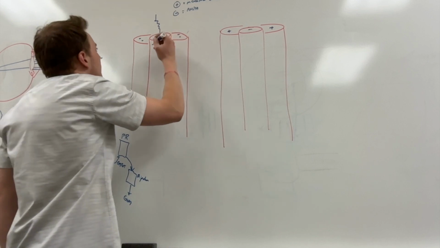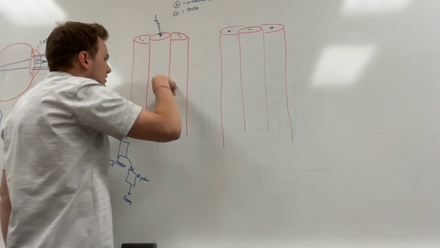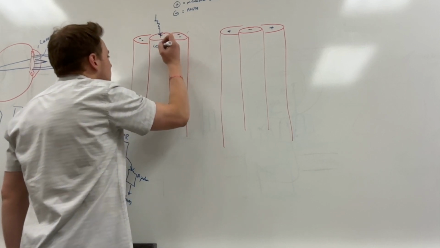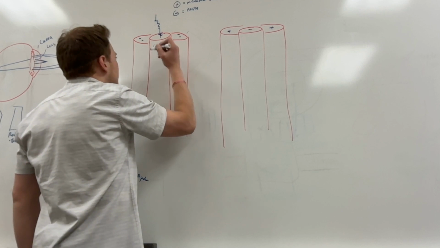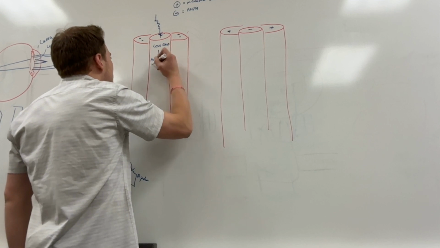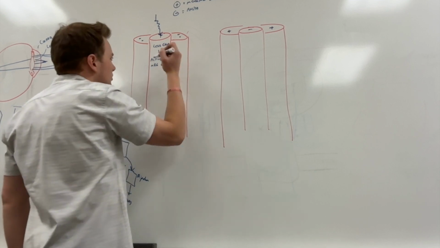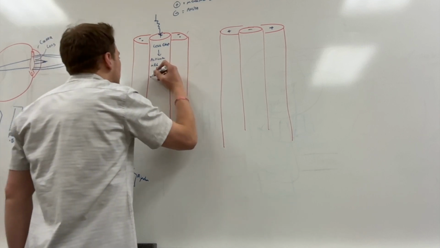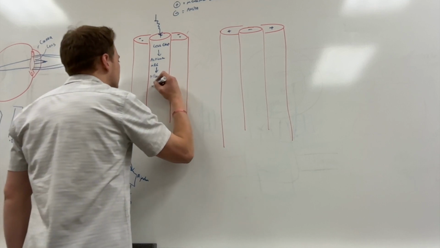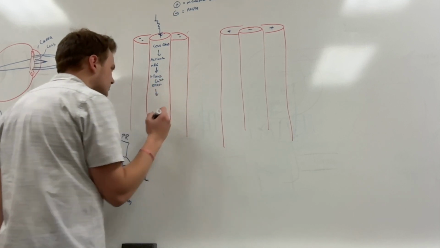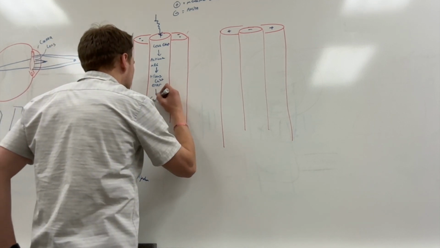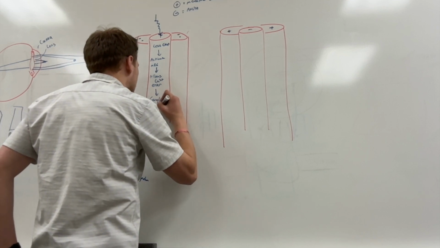So light hits it, and that causes less GABA to be released, less glutamate to be released, and that will in turn activate the mGluR6, which then allows calcium to enter, which will then cause the ganglion cell to depolarize.